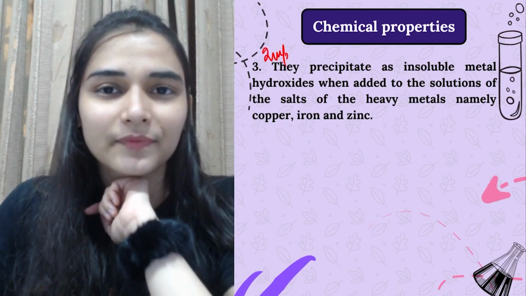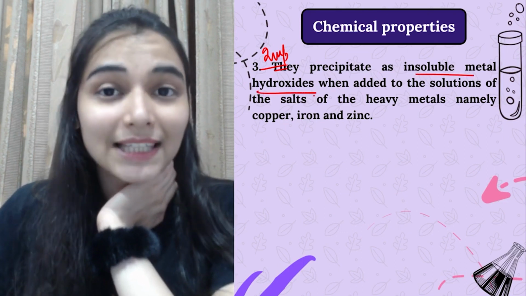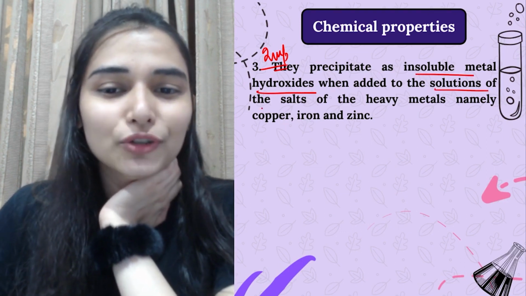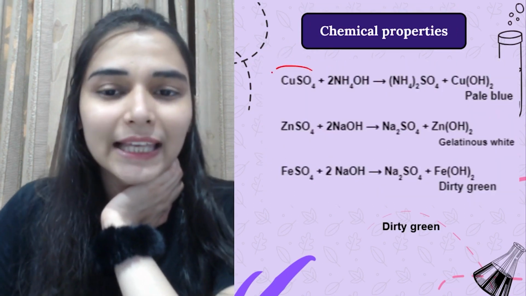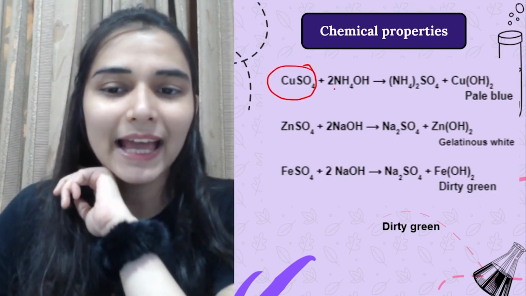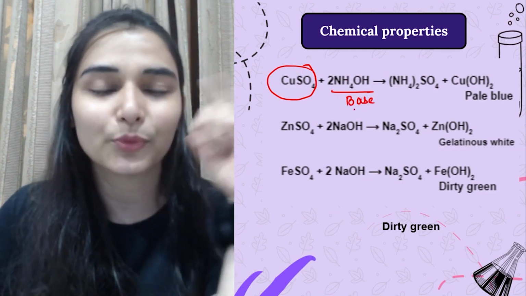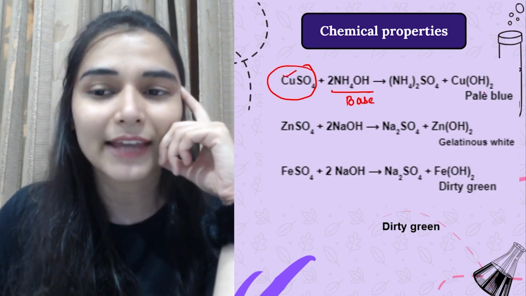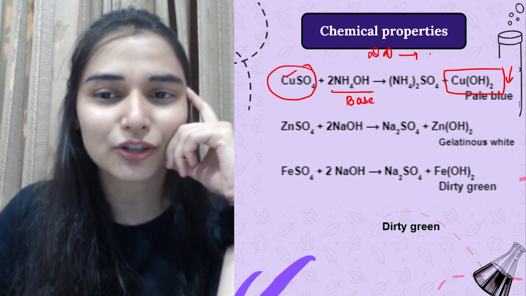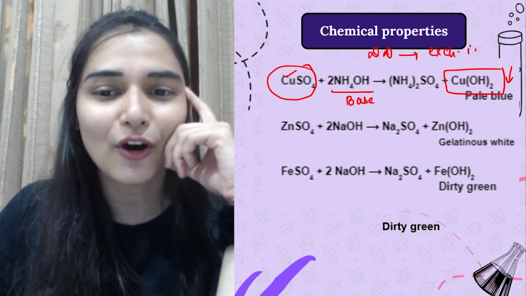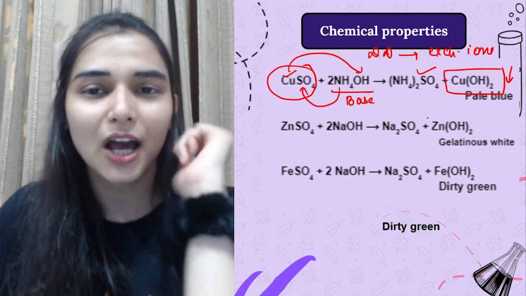This is important. They precipitate out as insoluble metal hydroxides when added to solutions of salts of the heavy metals. Say I'm going to take a salt of a heavy metal like copper sulfate, and I have taken my base. The solution of the salt of the heavy metal reacts with the base, then what will happen? The metal hydroxide will be precipitated out. Again, this is a kind of double displacement reaction only. So what you have to do is exchange the ions among the reactants. Copper with OH, ammonium with sulfate, ammonium sulfate.